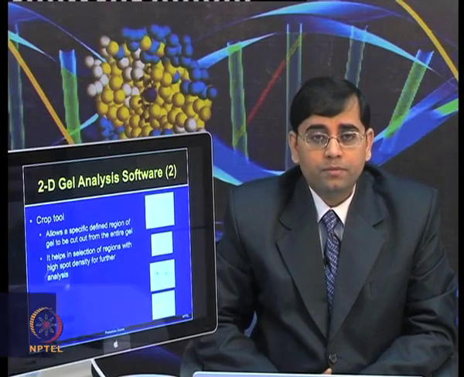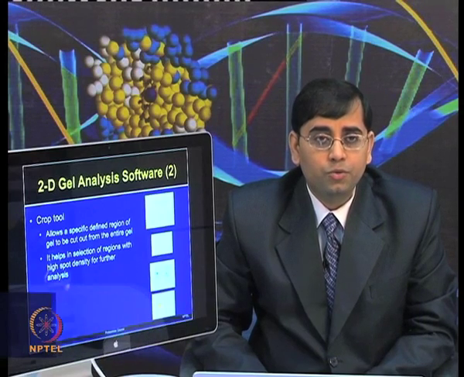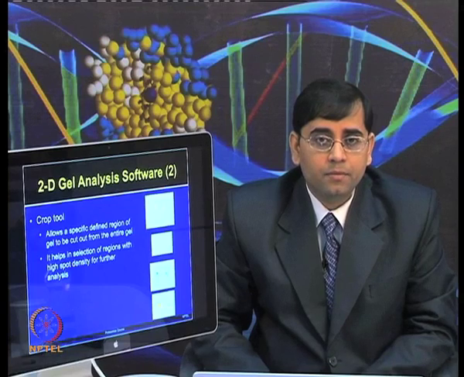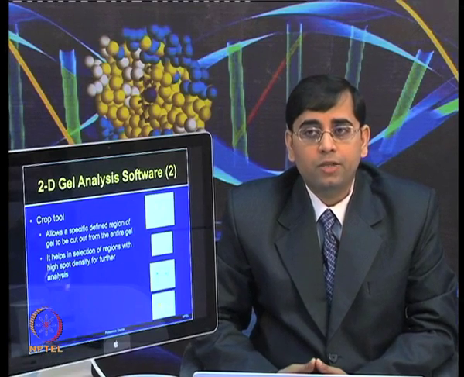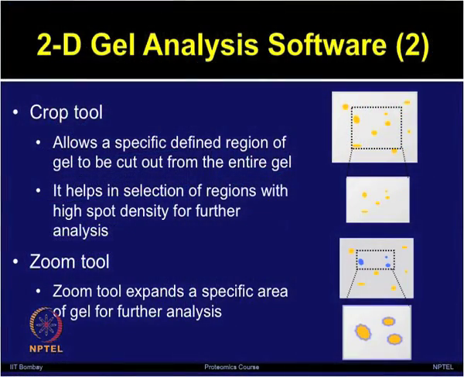So, the crop tool, that is the first part which you would like to use. If in your gel you have some extra regions where you do not have any of the spot of interest, probably you would like to crop those regions and crop both your control and treatment gels uniformly. So, this crop tool allows for a very specific defined region of the gel to be cut from the entire gel. It helps to select the region with the high spot density, which can be used for doing further gel analysis.